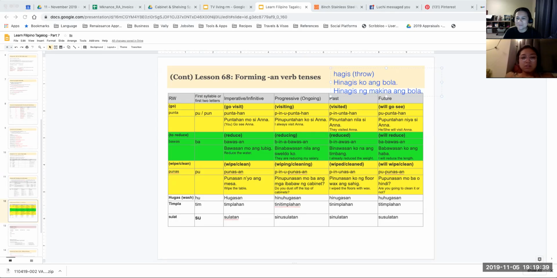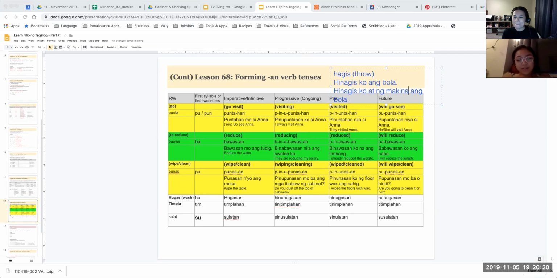You cannot say ko, because the makina is the one that threw the ball. There's either a focus and the other out of focus. You cannot have two out of focus in your sentence. It'll be confusing. Unless you say hinagis ko at ng makina, then you will have two out of focus, like the two of you and the machine threw the ball, which doesn't make sense, right?